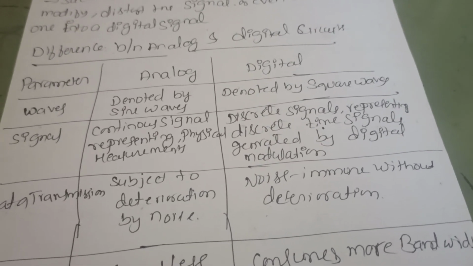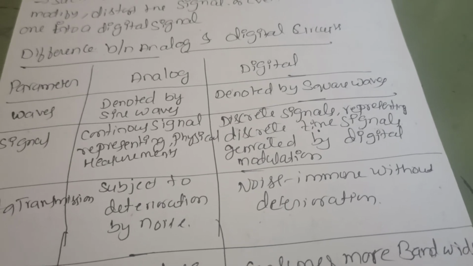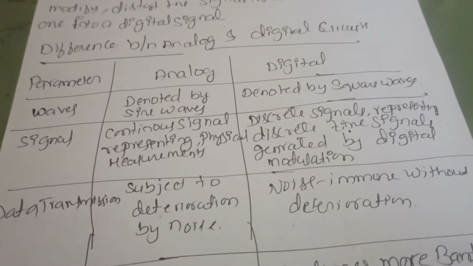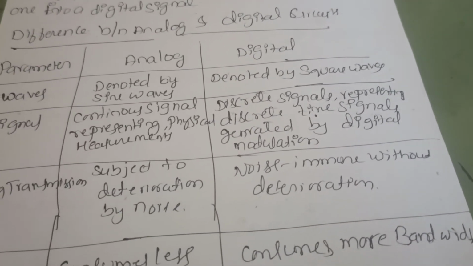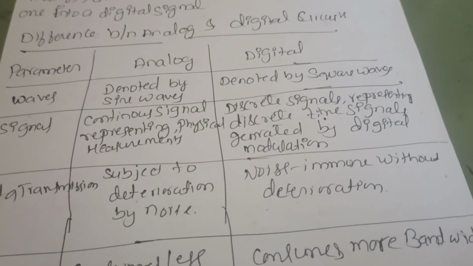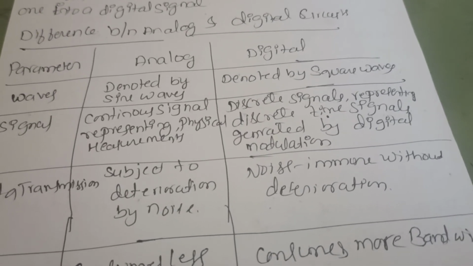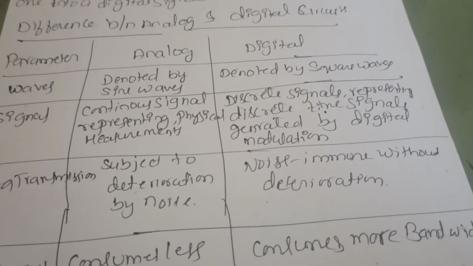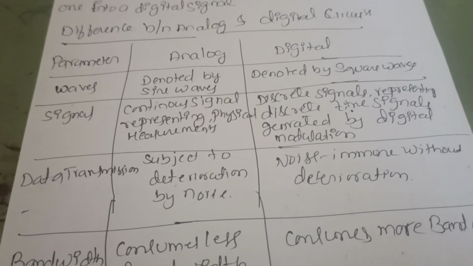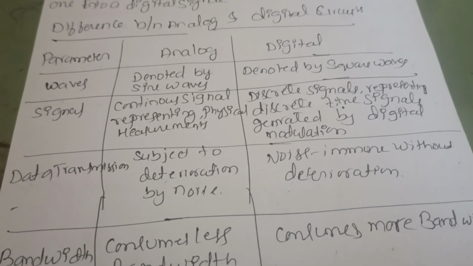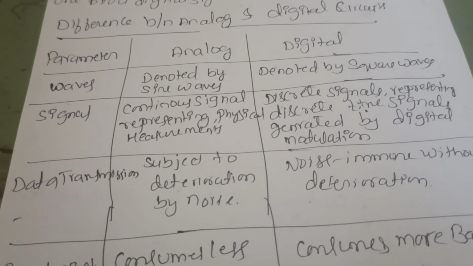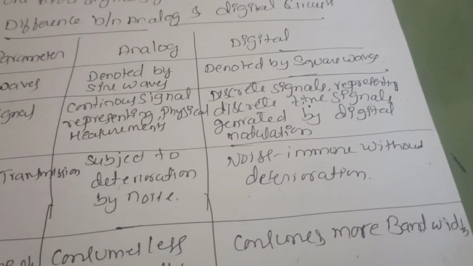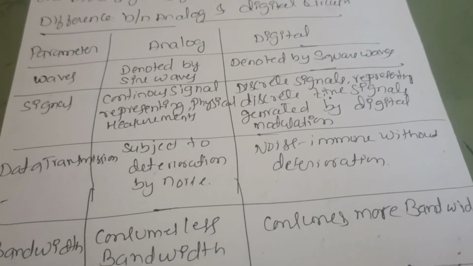With respect to the signal, as already informed, the analog signal is a continuous signal representing a physical measurement, either voltage, current or so on. In case of digital, it is a discrete signal, a discrete time signal generated by digital modulation. Next is the data, how we are going to transmit it in analog and digital form. In analog, data transmission is subject to deterioration by noise; in digital, it is noise immune without deterioration.